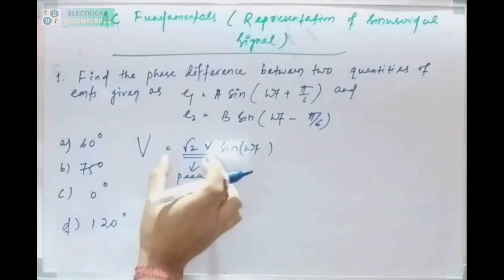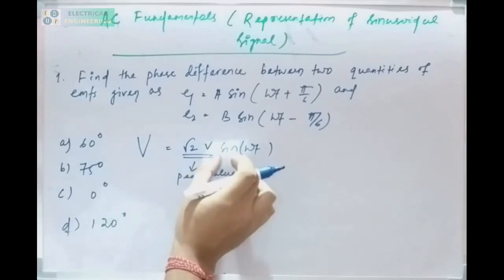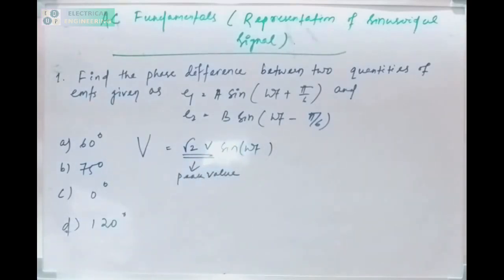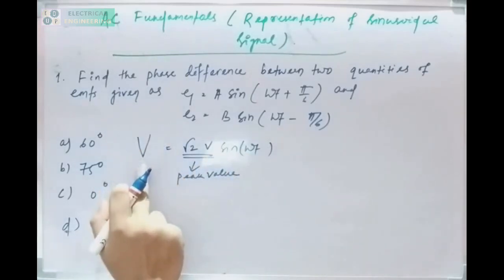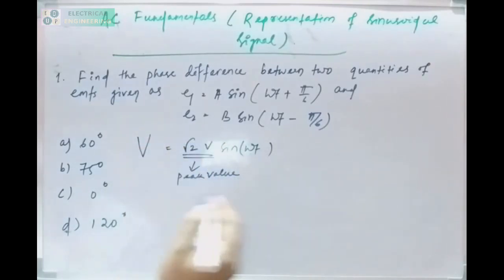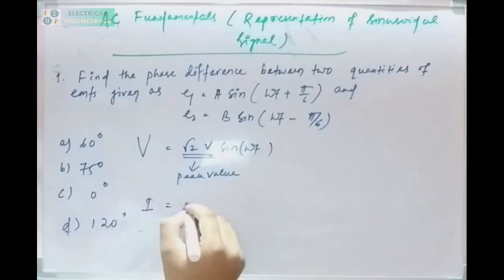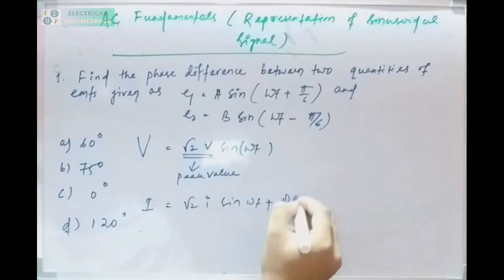Okay, peak value at first, and the sine part. Sine or cos, both are called sinusoids. That depends on our question or our theory whether we will write sine or cos here, but we basically take the sinusoid, sine. So voltage can be represented as root 2 V sin omega t, where root 2 V is the peak value. In the same way we can write current as root 2 I sin(omega t plus phi).